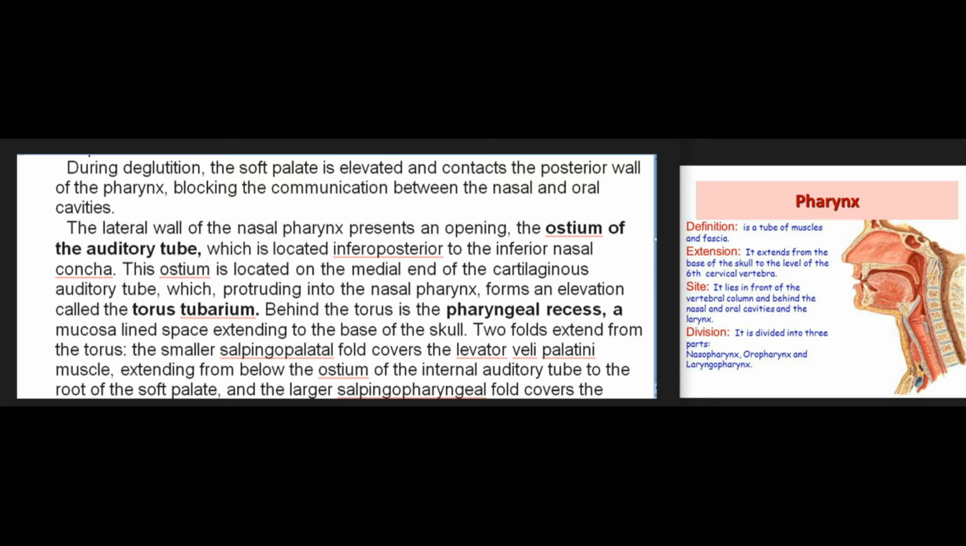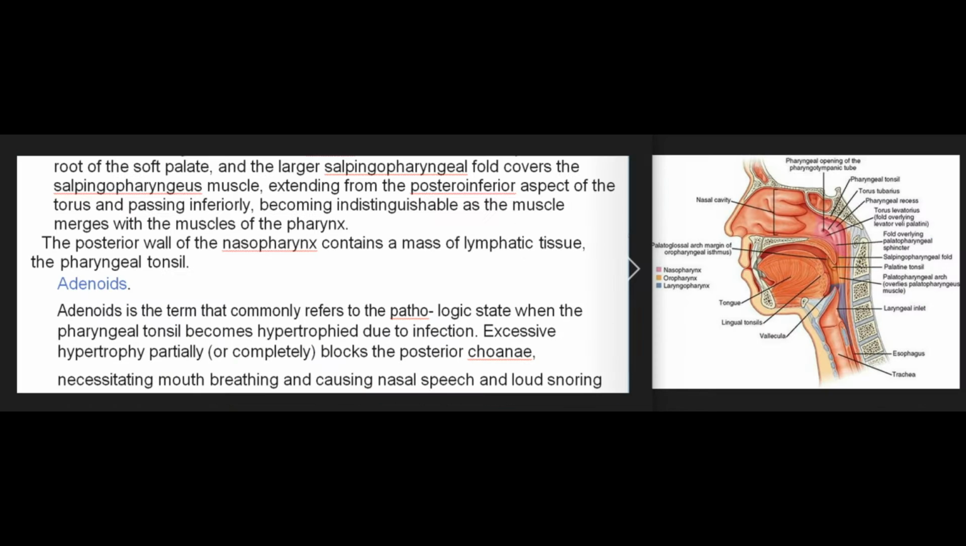Two folds extend from the torus. The smaller salpingopalatal fold covers the levator veli palatini muscle, extending from below the ostium of the auditory tube to the root of the soft palate, and the larger salpingopharyngeal fold covers the salpingopharyngeus muscle, extending from the postero-inferior aspect of the torus and passing inferiorly, becoming indistinguishable as the muscle merges with the muscles of the pharynx. The posterior wall of the nasopharynx contains a mass of lymphatic tissue, the pharyngeal tonsil.